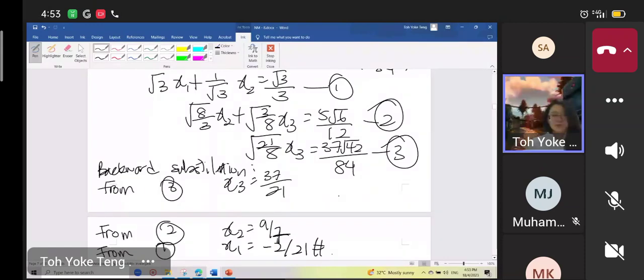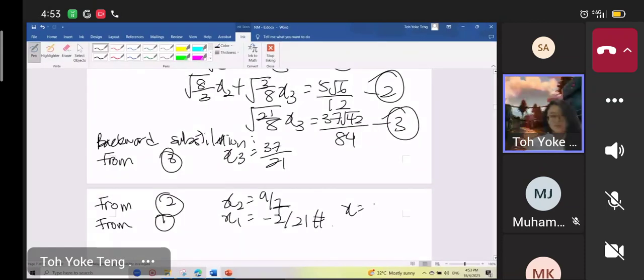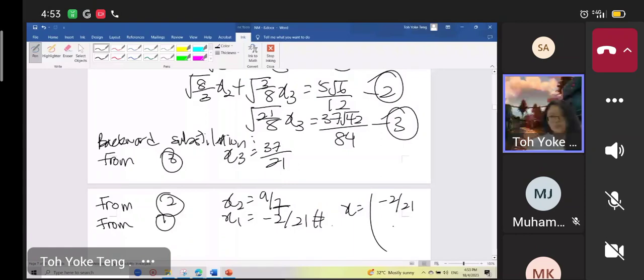And then as you can see here, x1 equals to negative 2 over 21, x2 equals to 9 over 7, x3 equals to 37 over 21. So get this one. Again the same thing, remember, in order, there is x1, x2, x3. So backward substitution means that you have to write down the answer from the last one to the first one. Again, you may use the calculator to check it.